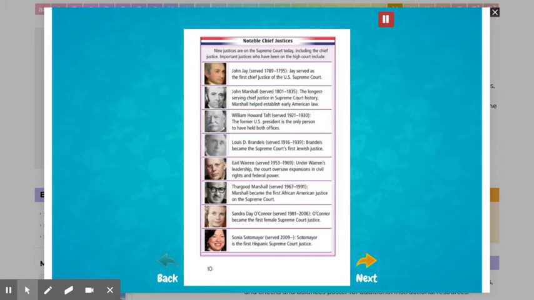Sandra Day O'Connor served 1981 to 2006. O'Connor became the first female Supreme Court justice. Sonia Sotomayor served 2009 to present. Sotomayor is the first Hispanic Supreme Court justice.